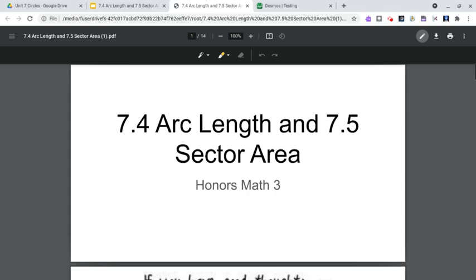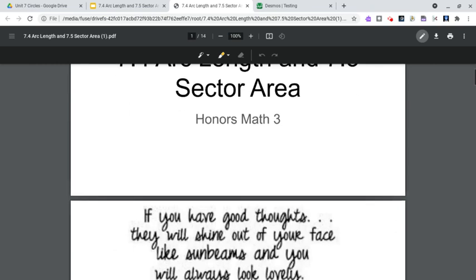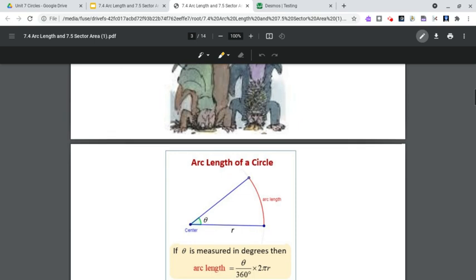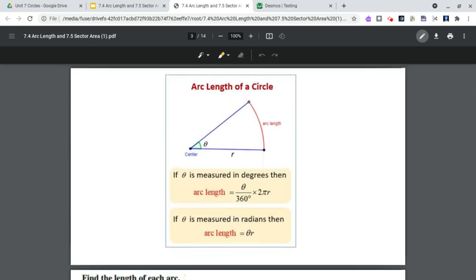Good morning. Today we will be going through two concepts, arc length and sector area. Okay, we're going to first start with writing down two different formulas.